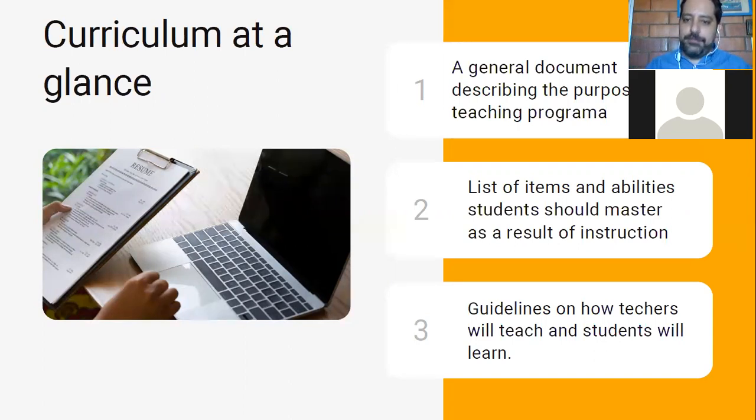Another key idea when we talk about curriculum is a list of items and abilities students should master as a result of instruction. So this is what we know, the specific objectives. They might come by levels, by the grades. For 7th grade, we expect students to learn this and this and this. And of course, apart from the list of general objectives or specific aims, we also have lists of contents, items that students should be able to use in order to achieve those objectives. And finally, the curriculum also provides guidelines on how teachers will teach and students will learn. And that's the methodological aspects.